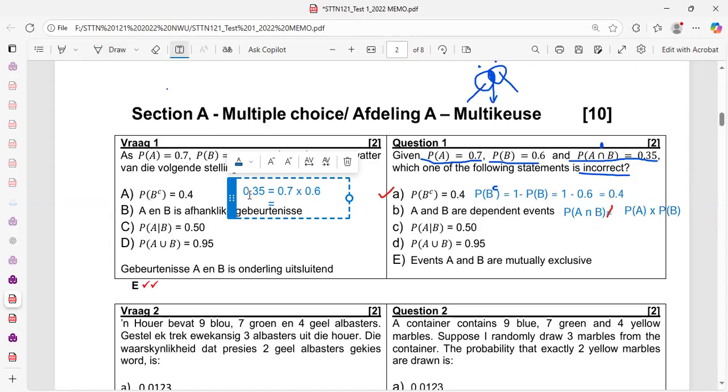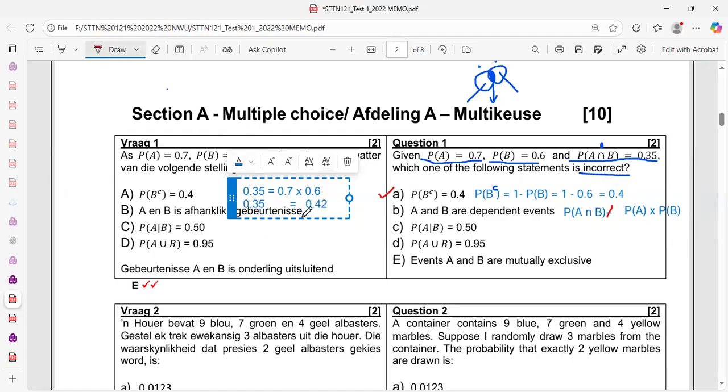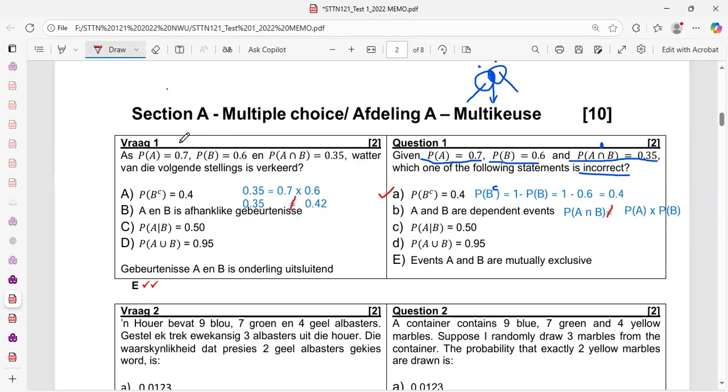0.7 multiplied by 0.6, the answer I got is 0.42. And this side is still 0.35. So you see now that 0.35 is not equal to 0.42 here. Then put the symbol. So this is how you prove that events A and B are dependent events, because they are not equal.